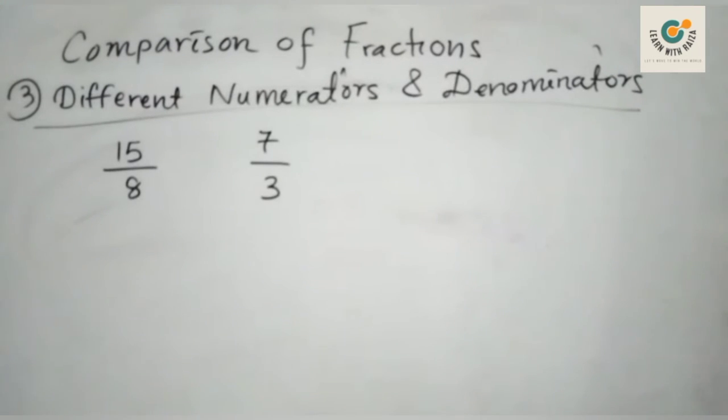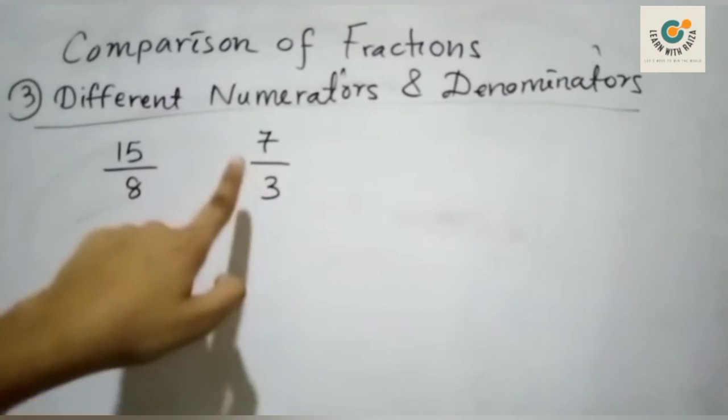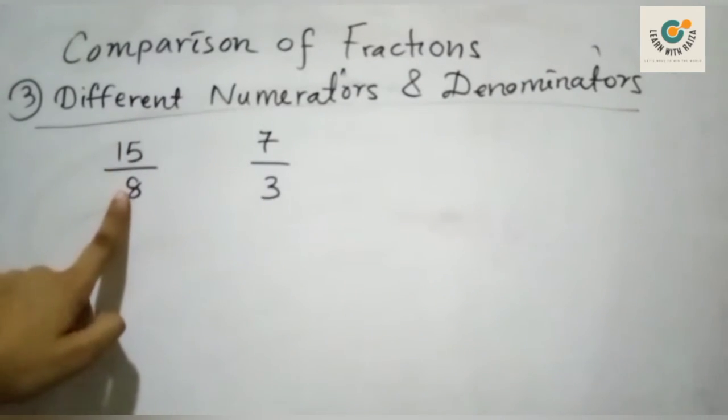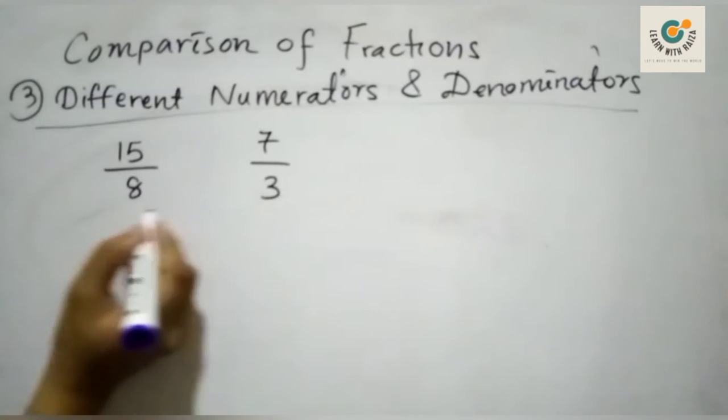Next example, 15 over 8 and 7 over 3. Like I told you in the first example, ask the smaller number: can you make the larger denominator 8 from your multiplication table? 3 will say no, because 3 has no 8 in its multiplication table. Then, as I told you, use the LCM method, least common multiple. The least common multiple for both of these is 8 times 3, 24.